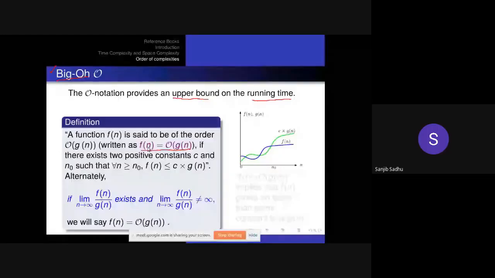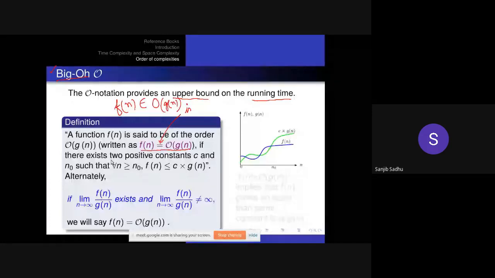Okay, you should say fn is, or you can write also like this: fn belongs to big O of gn. That is also correct. But never say is equal to. Why? The reason is that the right hand side is a set. First you see the definition.